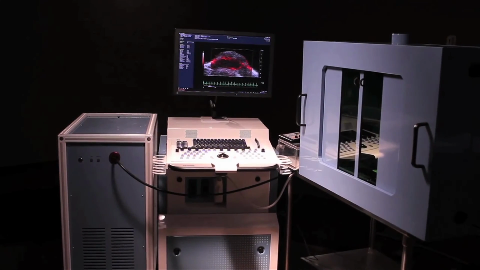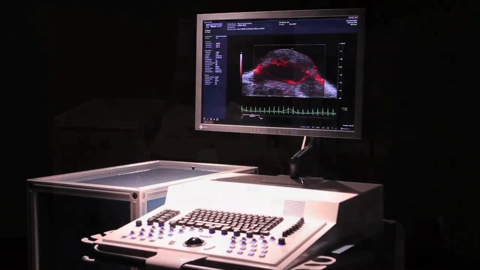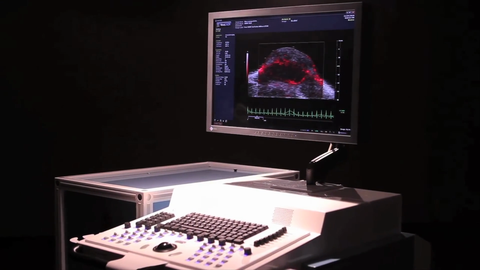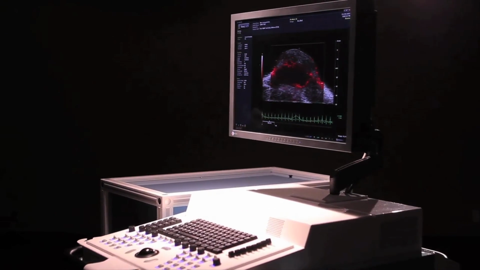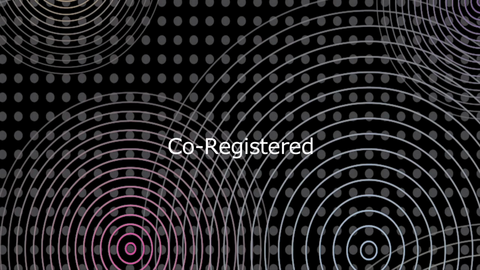The Vevo LAZR Photoacoustic Imaging System is a revolutionary tool for in vivo research and additionally benefits from the extensively validated technology of the Vevo family of high-resolution micro-ultrasound products. With more than a decade of experience devoted to preclinical imaging resulting in over 700 installations and thousands of users worldwide, Visual Sonics has established relationships with an extensive network of researchers.